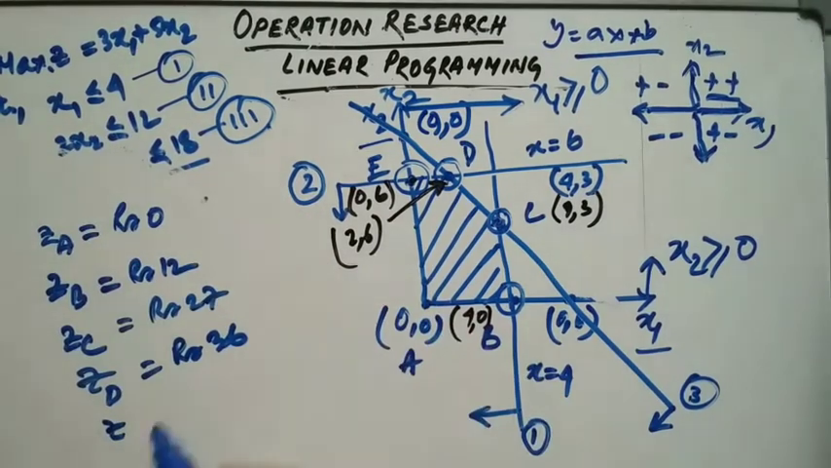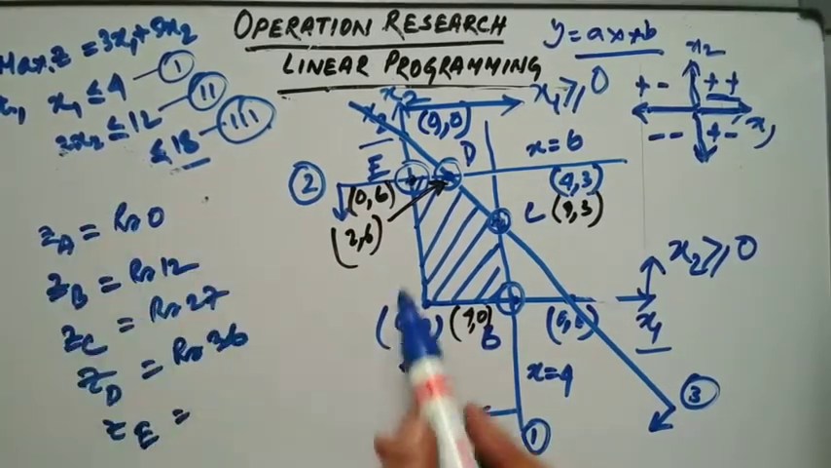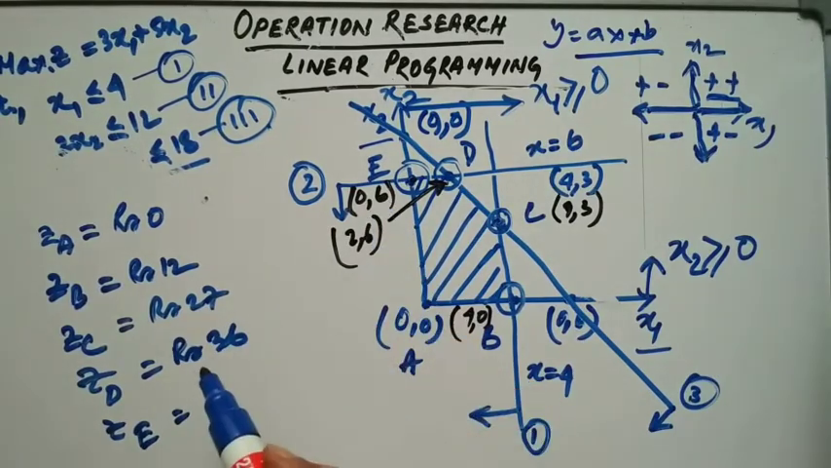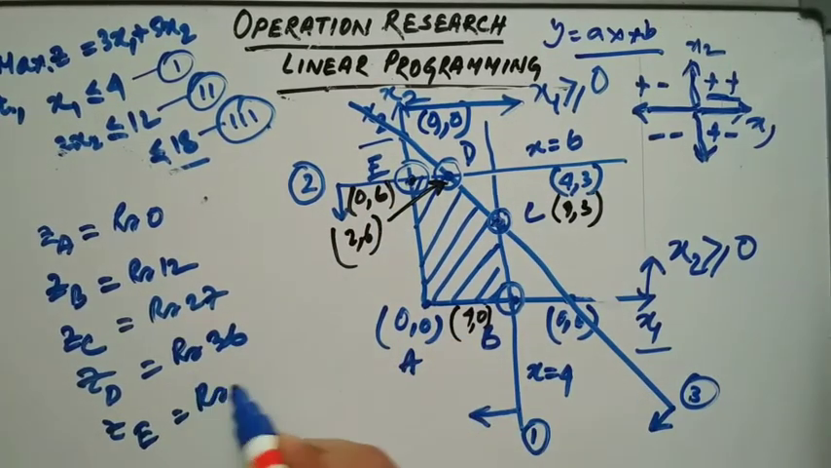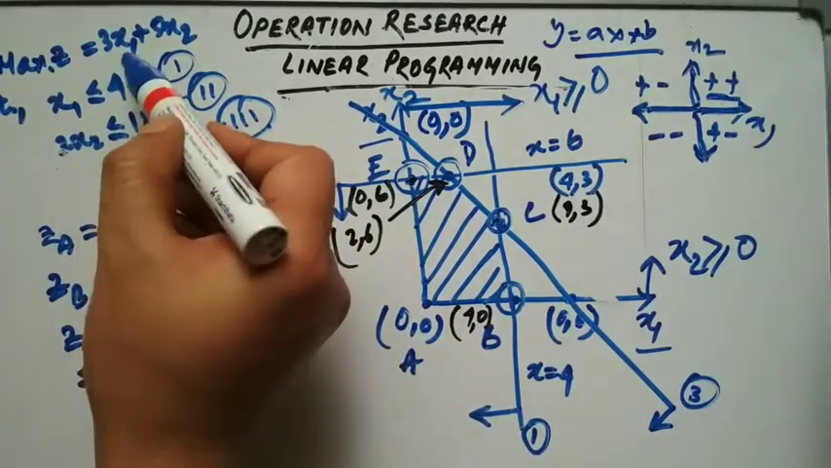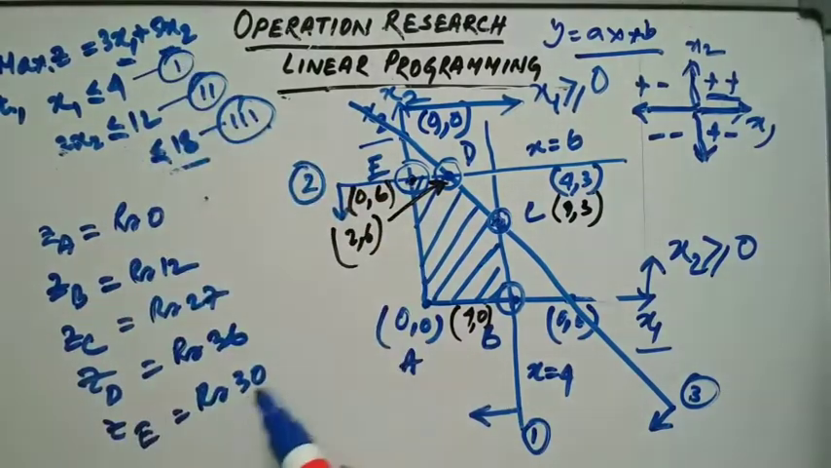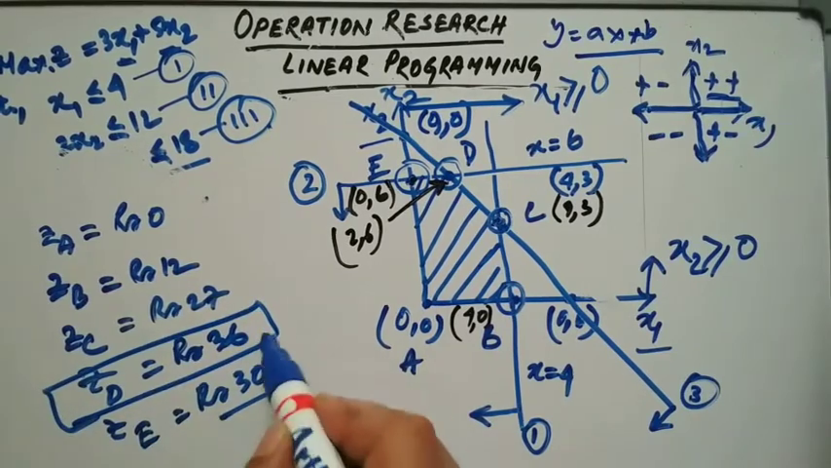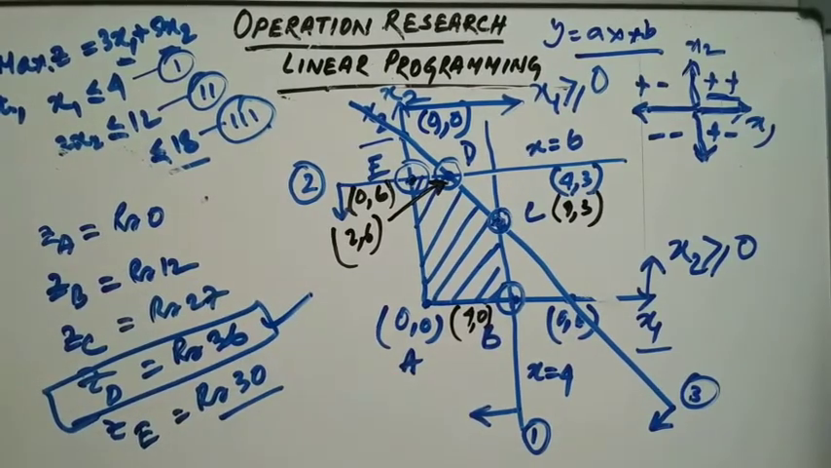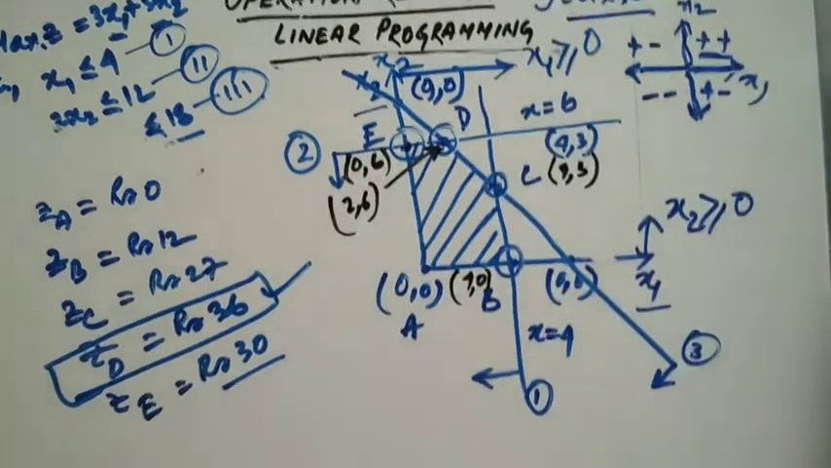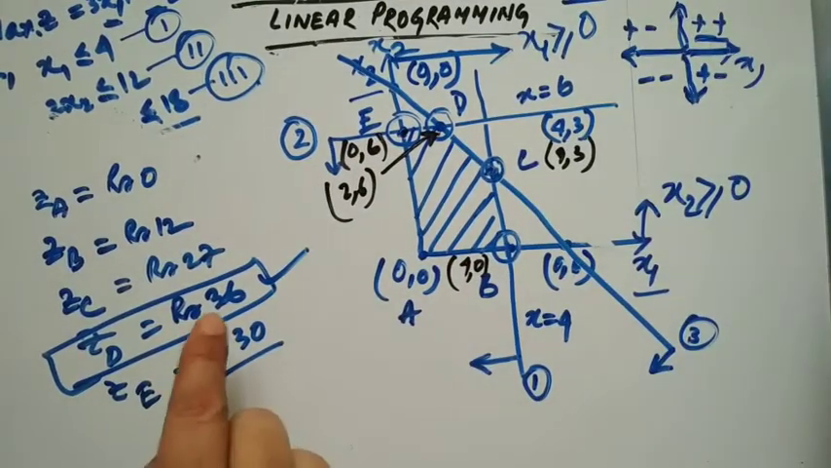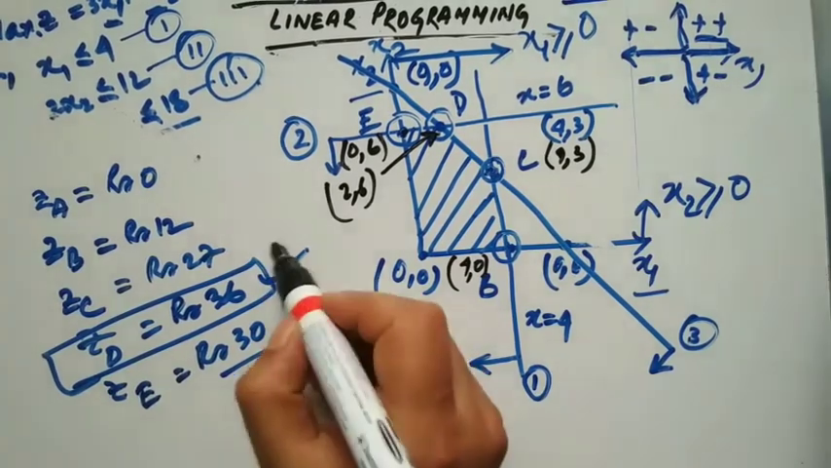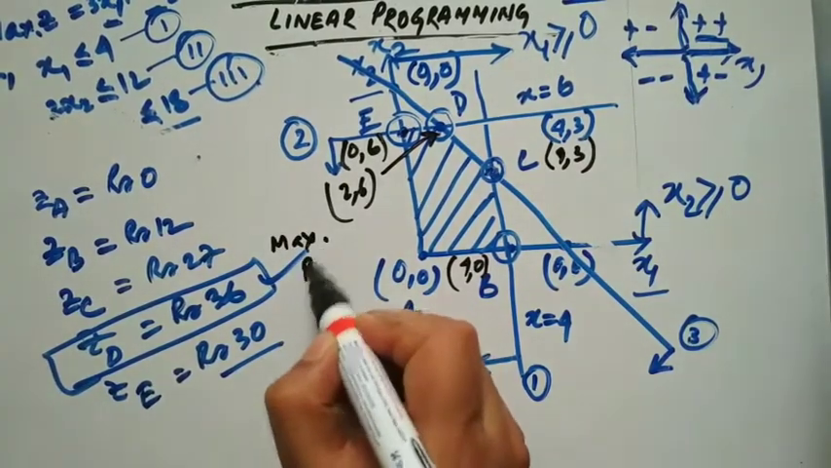Z at E, put the value 0, 6, that is 0 at x1 and 6 at x2. So it will give you rupees 30. Now from this, the maximum value is 36. So it is the maximum value of Z, the maximum profit, or optimal you can say.